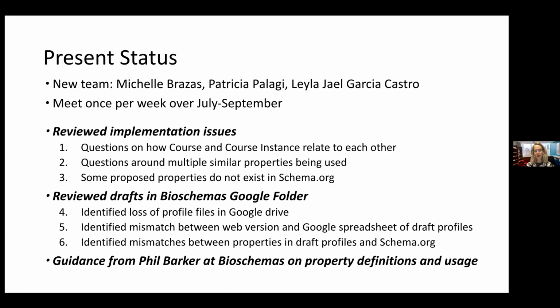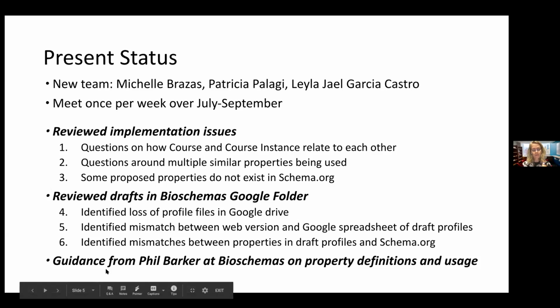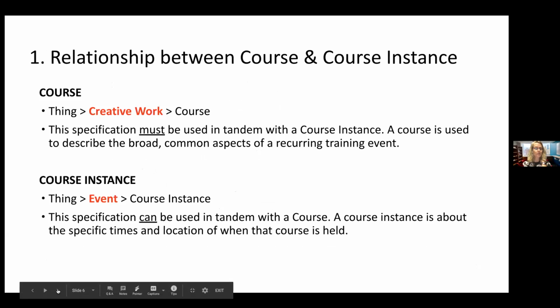We've also reviewed the draft in the Bioschemas Google folder. We've discovered the deletion and loss of certain files in the Google folder. There have been mismatches between the web display of our training profiles and the Google Sheets behind it. We've also discovered enormous mismatches between the properties in those Google files and what comes from schema.org. So it's been a long process, and I'll just step through some of it and tell you where we're at. We've had a lot of guidance from Phil Barker at Bioschemas on how to define properties and use them.